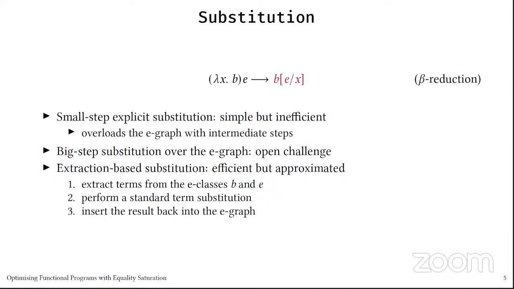There is another practical approach, which is extraction-based substitution. And the idea is to extract terms from the E classes B and E, which means that you can now perform a standard term substitution, and then you can insert the result back into the egraph. So it's quite efficient, and we know how to do standard term substitution very well, but it's an approximation because we are only considering one possibility from B and E, and we're not dealing with all of the possibilities.